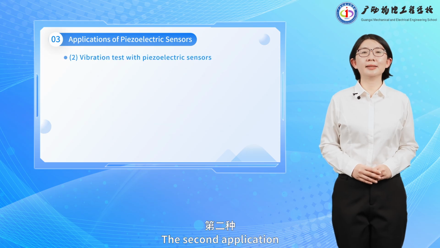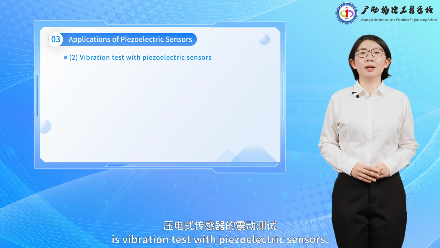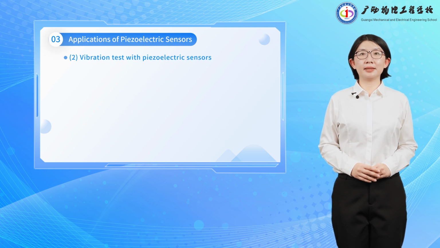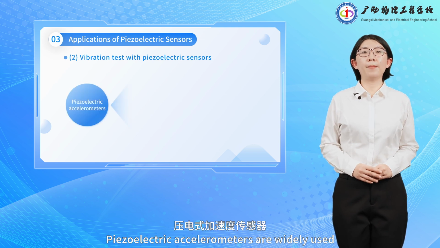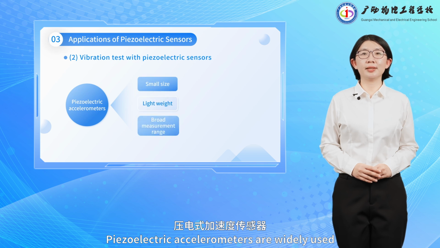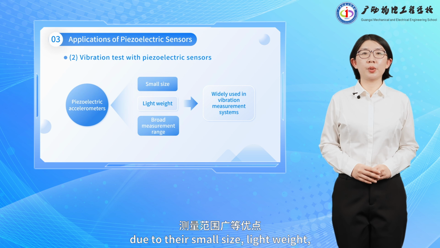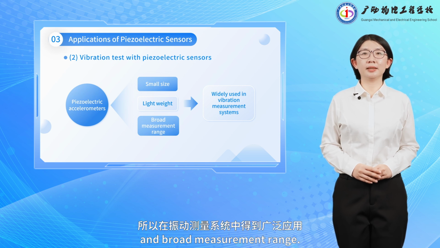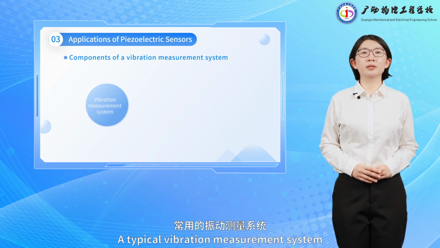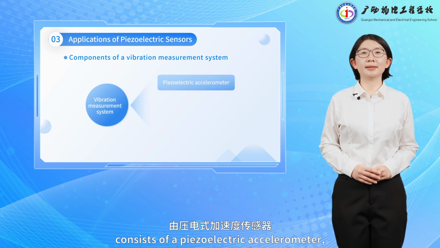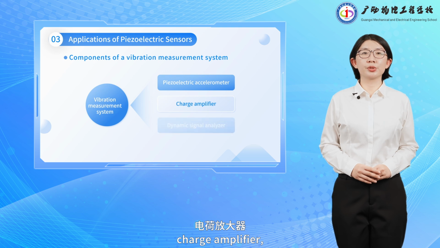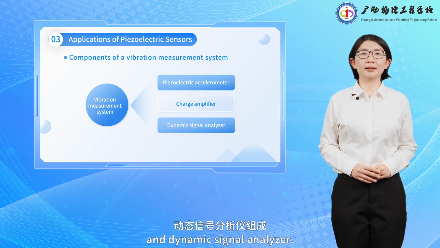The second application is vibration test with piezoelectric sensors. Piezoelectric accelerometers are widely used in vibration measurement systems due to their small size, light weight, and broad measurement range. A typical vibration measurement system consists of a piezoelectric accelerometer, charge amplifier, and dynamic signal analyzer.